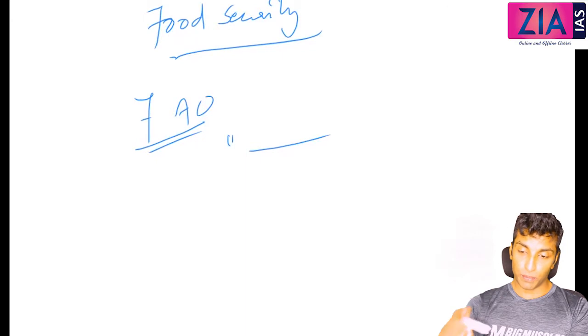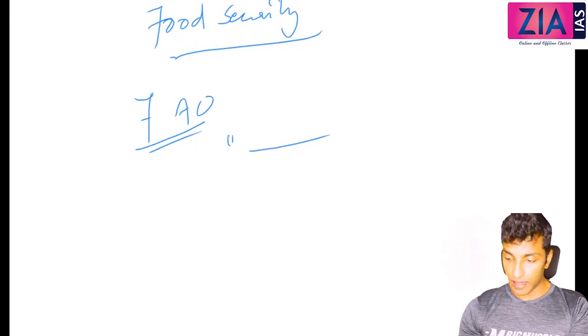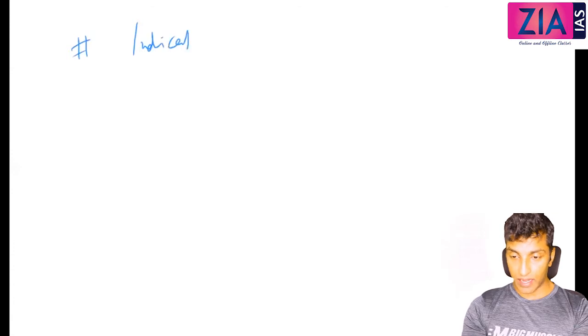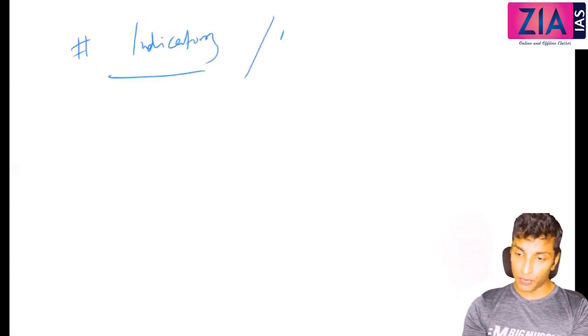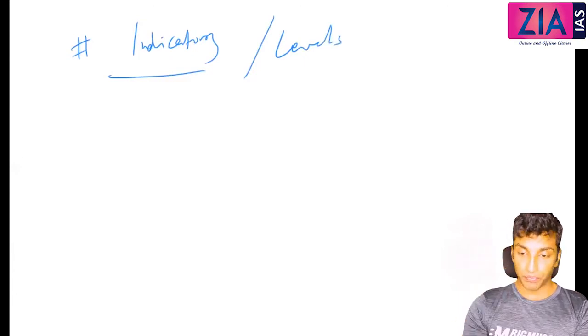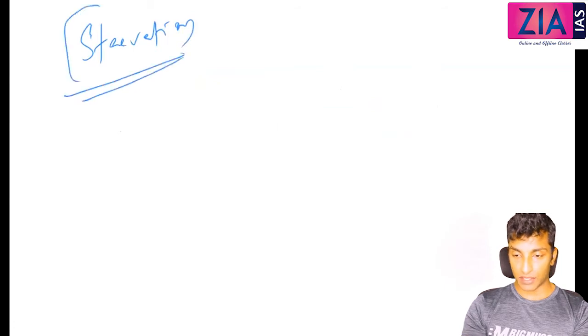Okay, so physical and economic access to the basic food they need. Okay, now indicators. Just write indicators. Indicators of food security or levels of food security. First one you write starvation. So when we discuss about indicators, first starvation.